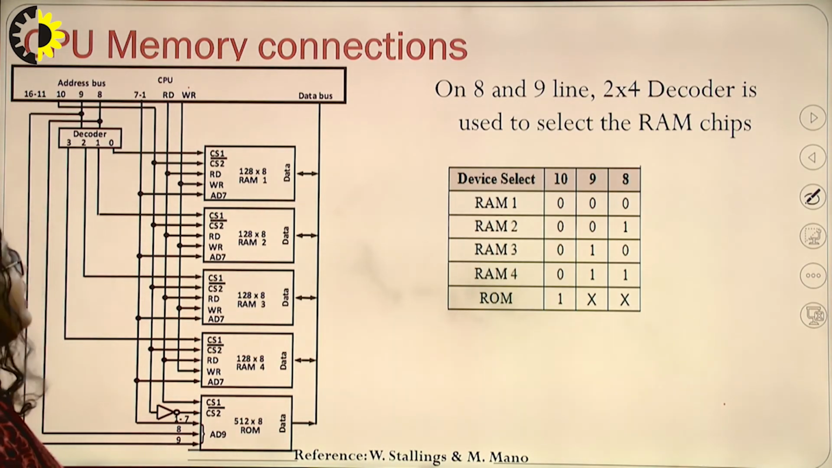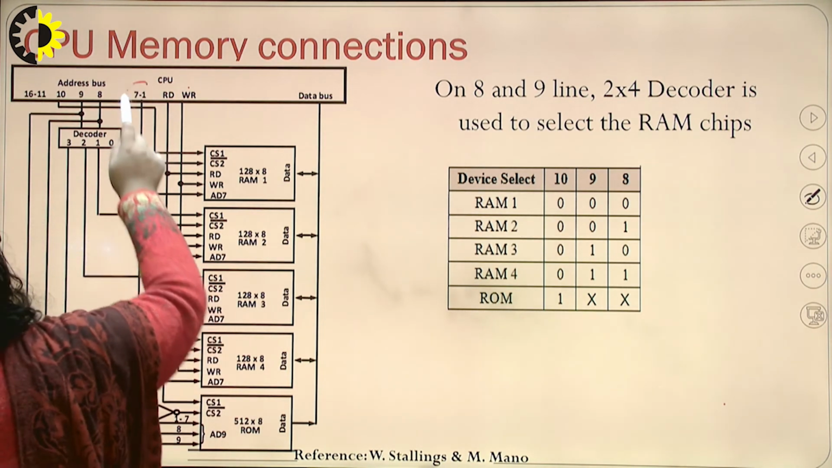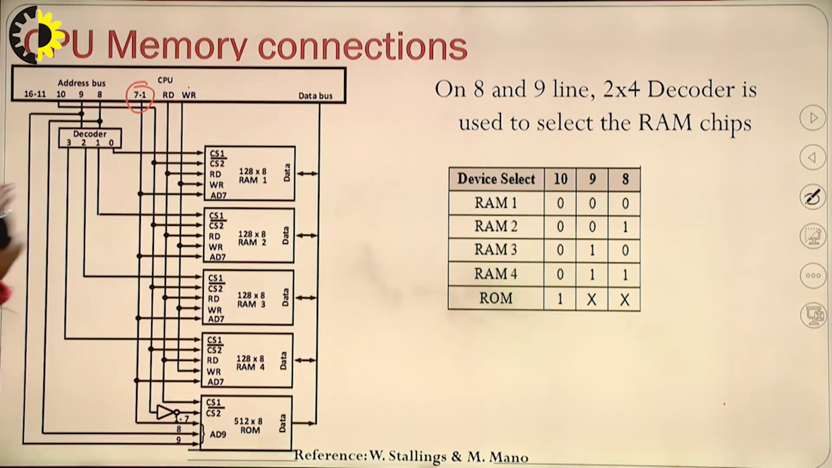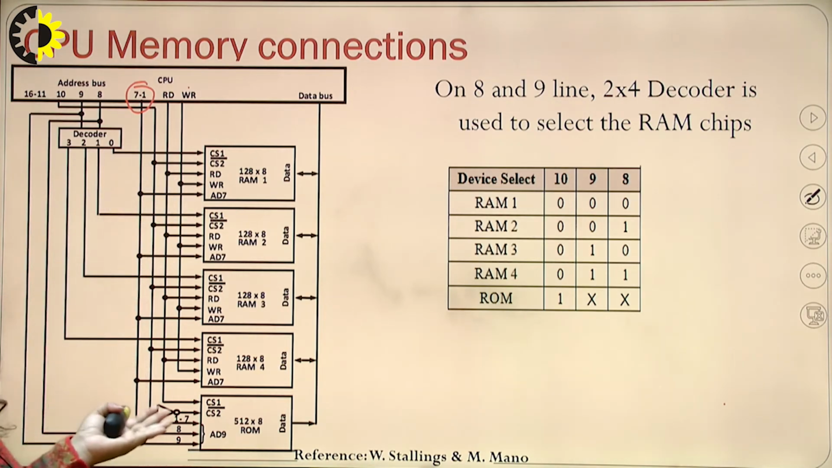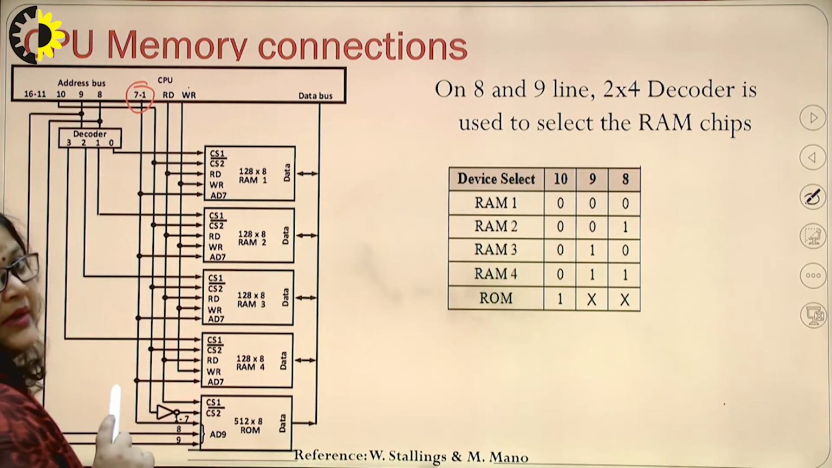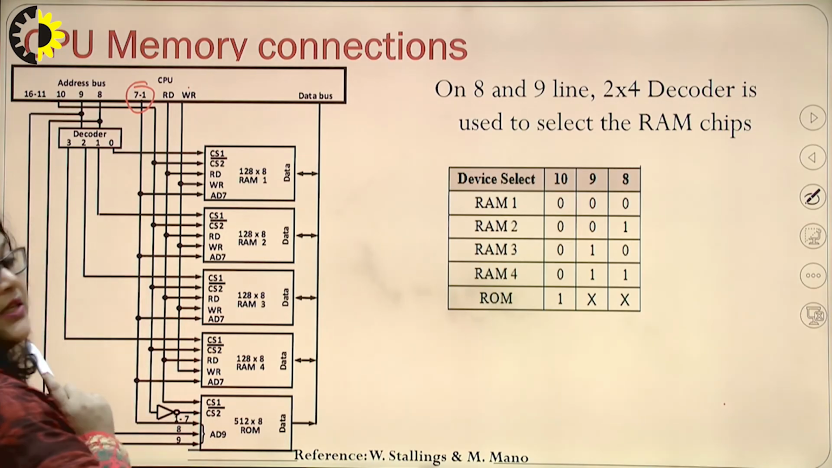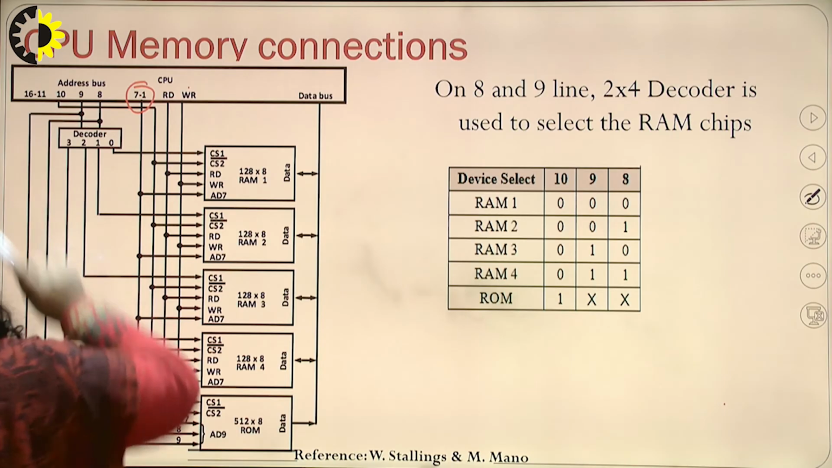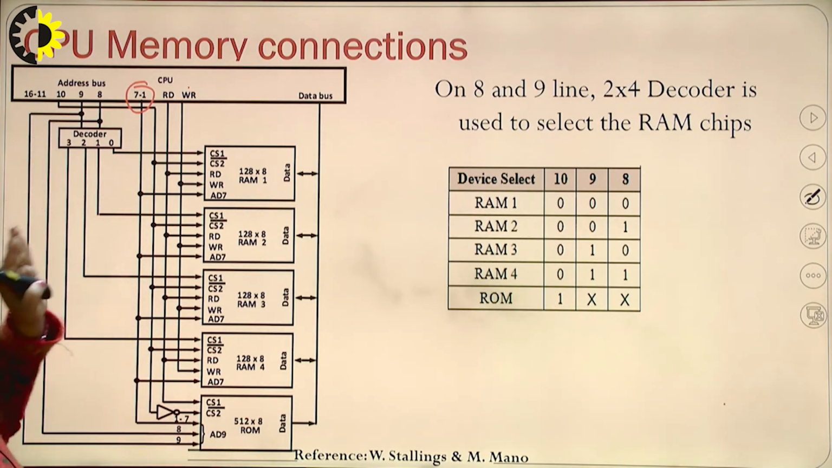In ROM only the read signal is used. In RAM both signals are used. These are the address bits. Bits 1 to 7 are common to RAM and ROM, because the ROM requires 9 address lines and the RAM requires 7 address lines. So these 1 to 7 bits are directly common and we transfer them to each RAM and ROM. And for bits 8, 9, 10, the 8th and 9th bits are used for the RAM selection.